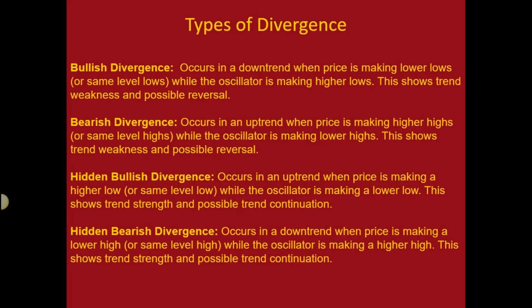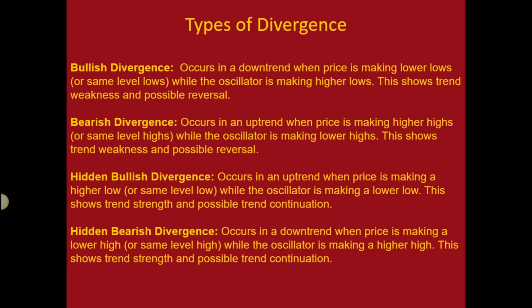So the hidden bullish divergence occurs in an uptrend when price is making a higher low or same level low while the oscillator is making a lower low. So that means price is making higher lows or same level lows. We use fractals, so it's going to make higher bear fractals while the oscillator makes lower lows. This shows trend strength and possible trend continuation.